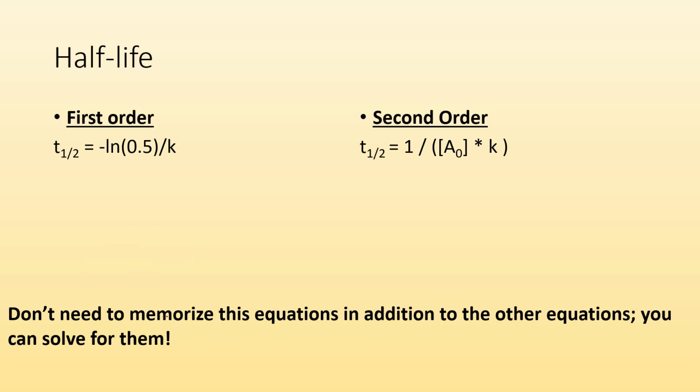You don't need to memorize these equations in addition to the other equations if you can solve for them. If you can remember those processes, you can substitute in the values at one half-life and solve for t 1/2. You don't have to memorize these. Otherwise, maybe you would feel better just memorizing. For first order, this is the equation. For second order, that is the equation for the half-life.